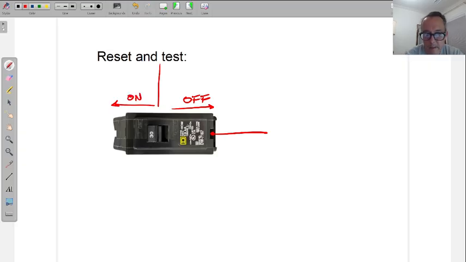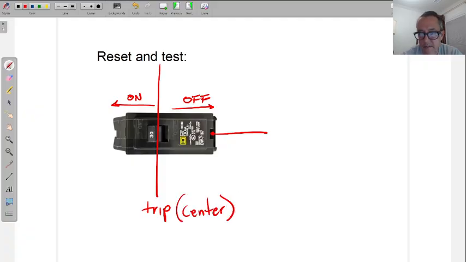So trip is when the breaker is dead center. Trip is when the breaker handle is in the center. And again, this goes for single phase, single pole, 2-pole, and 3-pole breakers. The handle will be dead center. So when I say reset, it's off of a tripped breaker. Again, this is not on and off. On and off is just on and off. When the breaker trips, it's in the center.